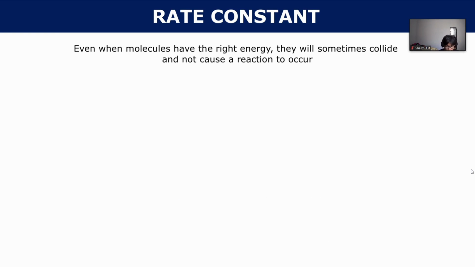Alright, now that we know what the activation energy part is, what about the other parts? One of them is going to be the A part. Even when molecules have the right energy, they will sometimes collide and not cause a reaction to occur. The A represents a percentage of molecules that are going to collide with the right energy and cause a reaction to occur, because just because some molecules have the right energy does not necessarily mean that they will cause a reaction to occur. The other parts are 8.3145, your gas constant, and T, your temperature in Kelvin.